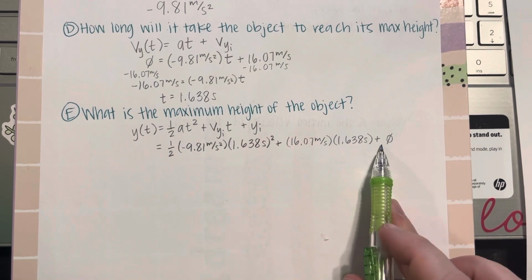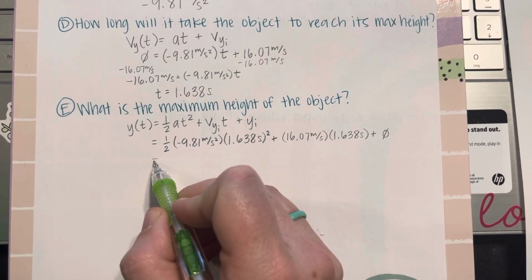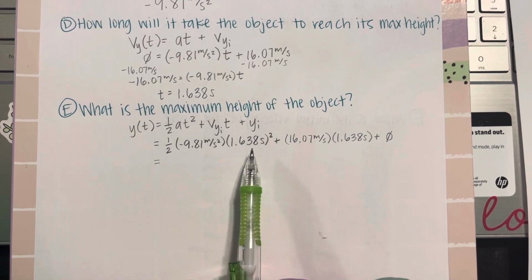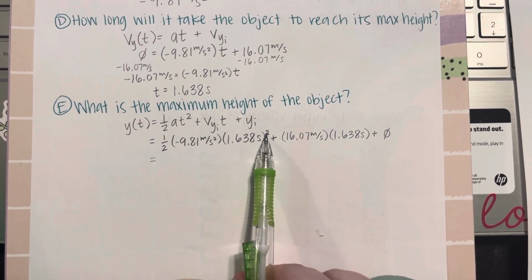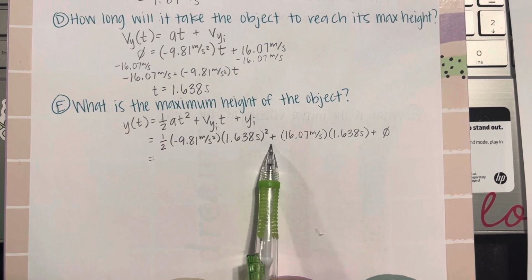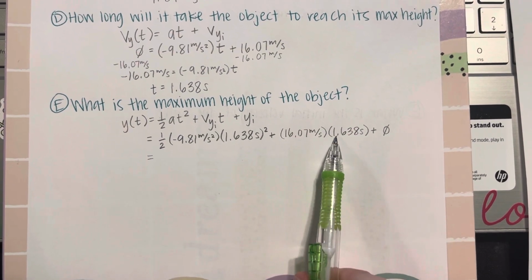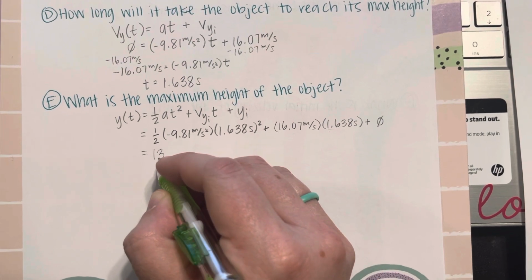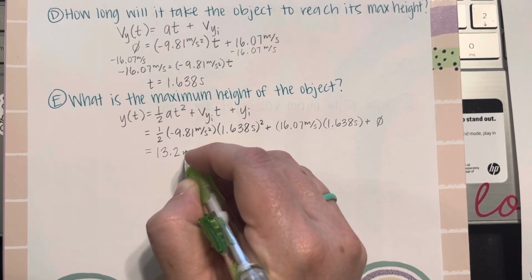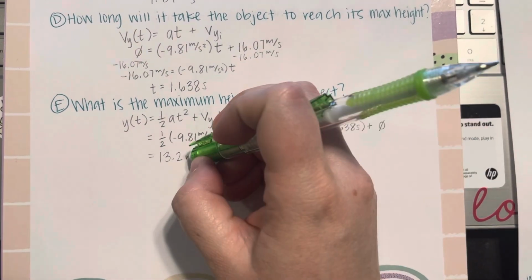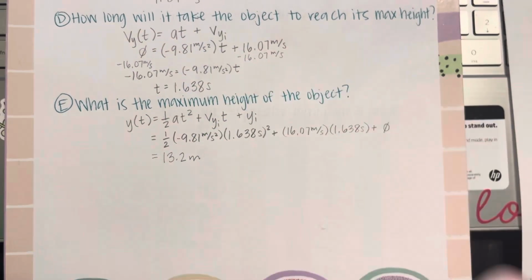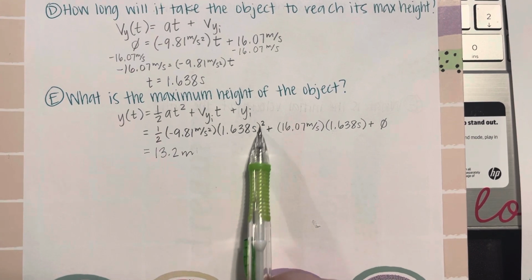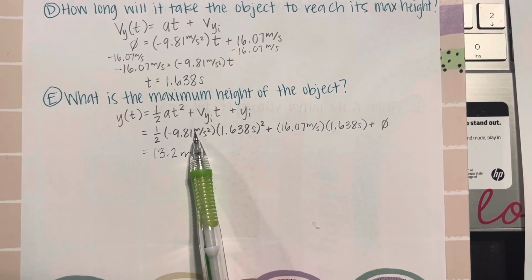Then just plug this entire thing into the calculator. 1/2 times negative 9.81 times 1.638 squared plus 16.07 times 1.638. When you do that, your answer is 13.2. Oops, that should be an M. Meters. Okay, your meters per second squared cancels out with your seconds squared to leave you just meters.